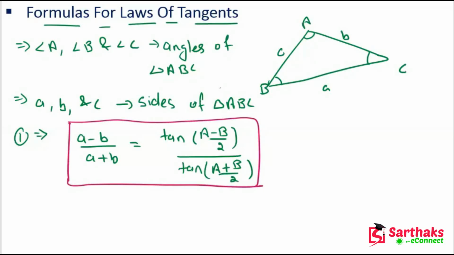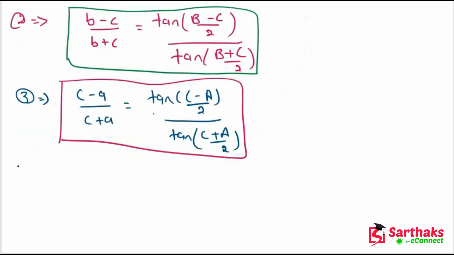Now, we know that the identity is tan of minus theta. What is tan of minus theta?